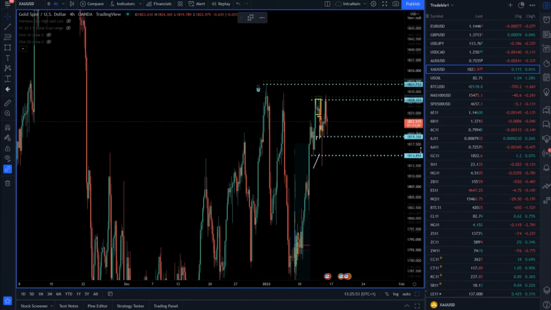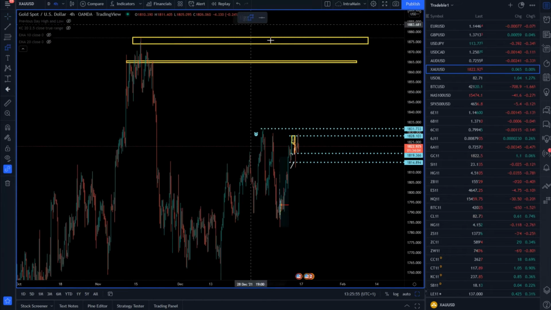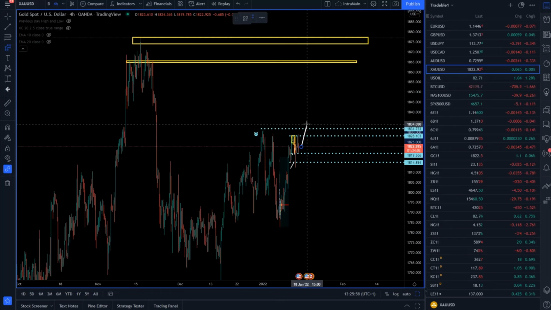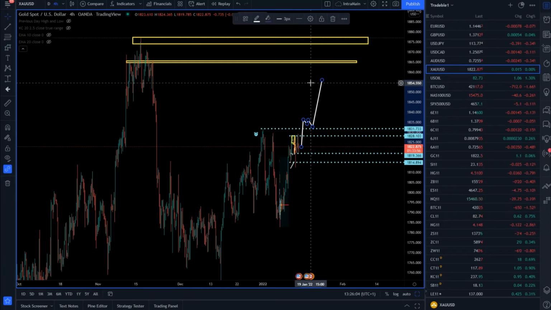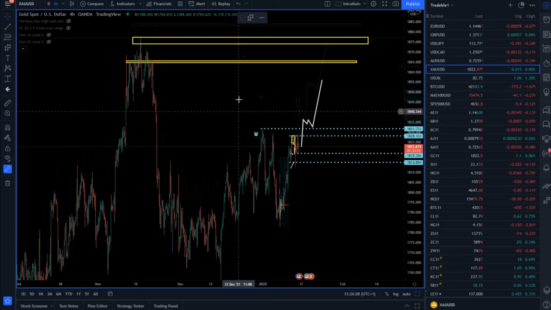Anything meaningful on the gold, as I said days ago, is if we can really go through this 1831 and go aggressively through, that can open the door for higher prices and maybe price back towards 1855, 1865.